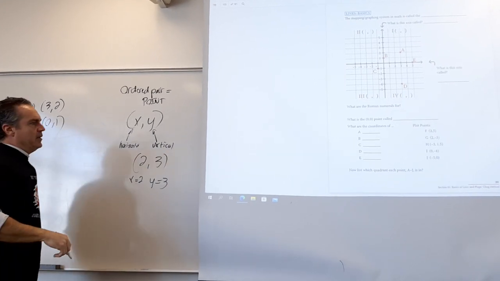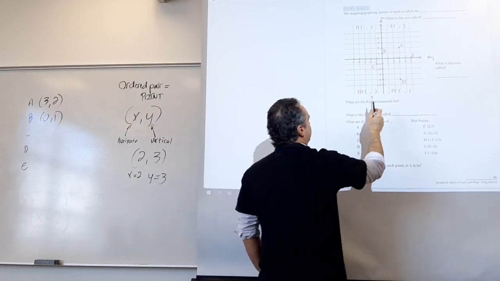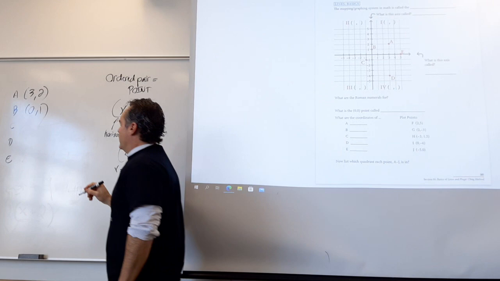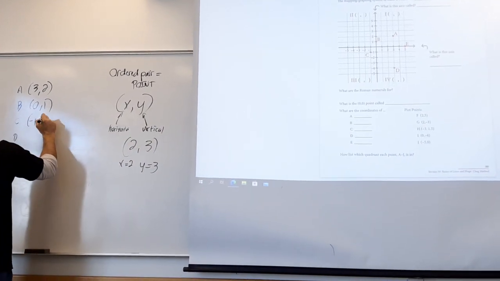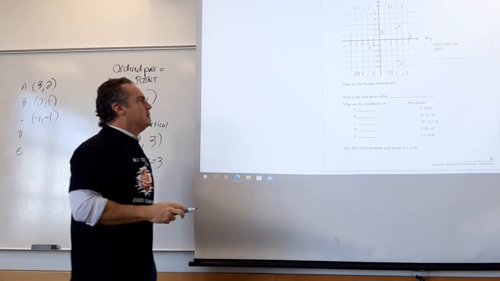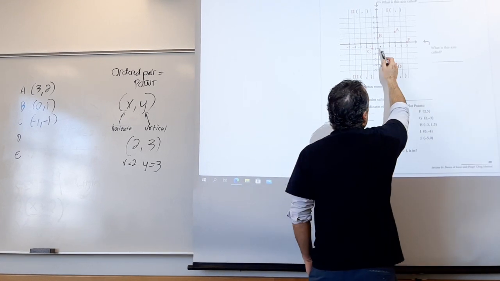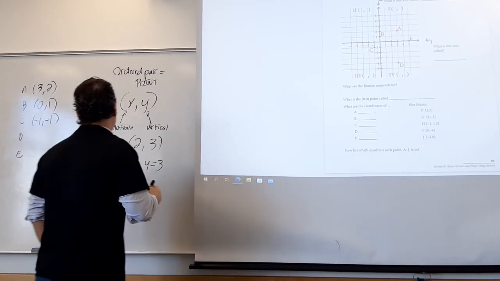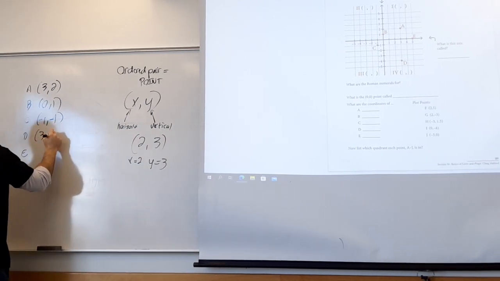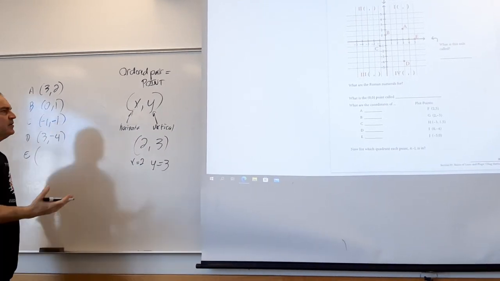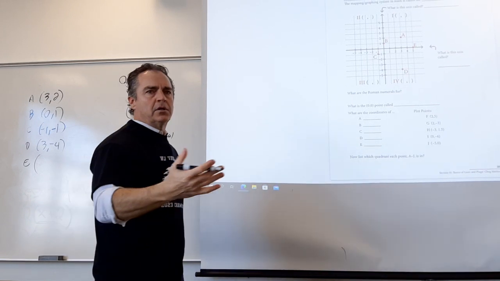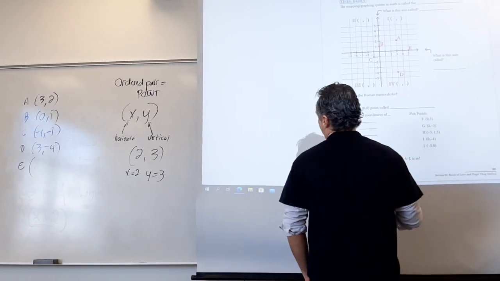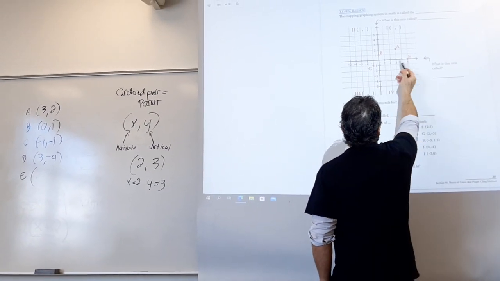0, 1. C. Okay, C is what? Negative 1, negative 1. Very good. D. 3, negative 3. All right, so we go 1, 2, 3, and negative 4, right? Yep. And always horizontal first, 3 and negative 4. If you're making any mistakes, it's because you're doing the horizontal last and the vertical first. Point E, 5, 0.